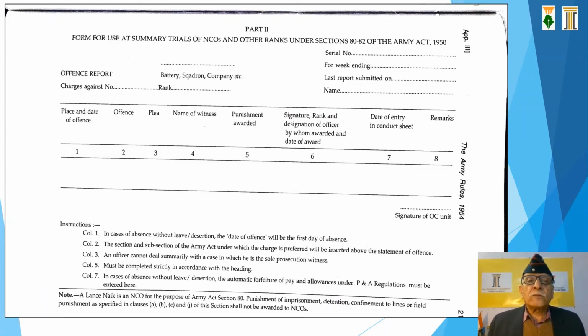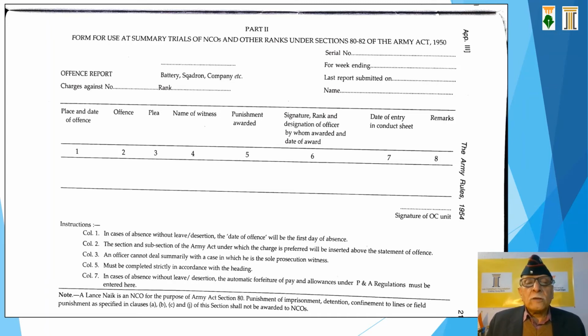Now this in front of you is the form for use at summary trial for NCOs, which I called the offense report. On the left hand you will find that offense report. In front of it, the name of the battery, squadron or company will be kept, for example, Alpha Company 4 Rajput, or Papa Battery of 213 Medium Regiment. Then there is a place for charge against number and rank. So the offense report is distinct and separate for each person. It is written on top, serial number. So if there is more than one offense report, proper record is kept for which week. Last report is to be linked. Name of the individual is to be mentioned.